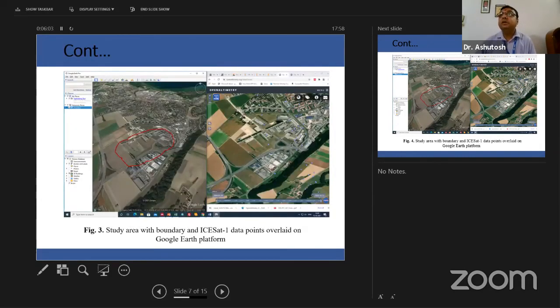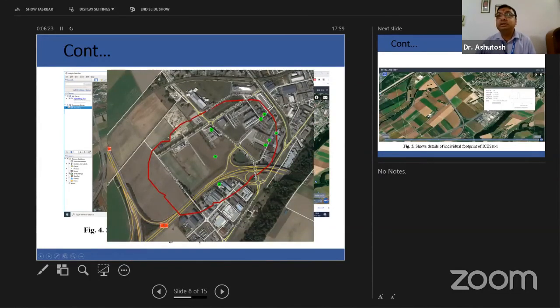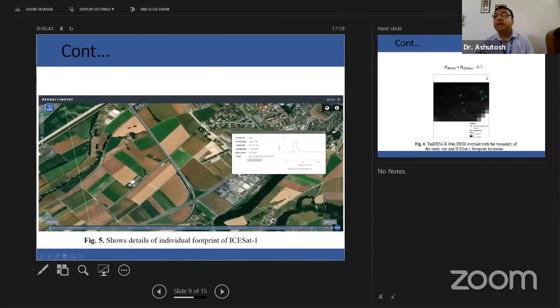So this screenshot basically shows the boundary overlaid on Google Earth and the study area available on the OpenAltimetry site, along with the ICESat footprints. And this is the zoomed version of that. So now this shows the entire thing, how the UAV datasets have been collected for this study area with the presence of the ICESat footprints on this, making us analyze the elevation for this area at these ICESat locations. If we click any of the ICESat points, as I was telling, it's now very easy to get the details of the ICESat footprint.